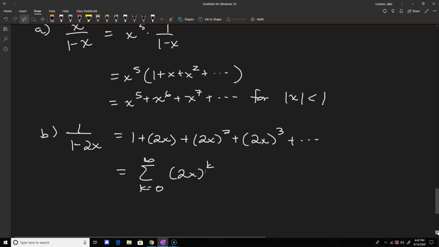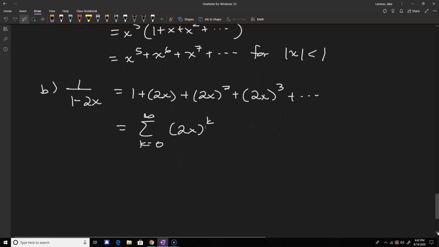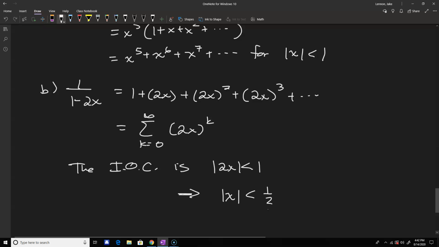Well, we made a substitution. Normally it would be absolute value of x less than 1. But here, what we have is the interval of convergence. We have to substitute where x normally is: the absolute value of 2x less than 1, which is the same as the absolute value of x less than 1/2. So this one is just going to have a radius of convergence of 1/2.